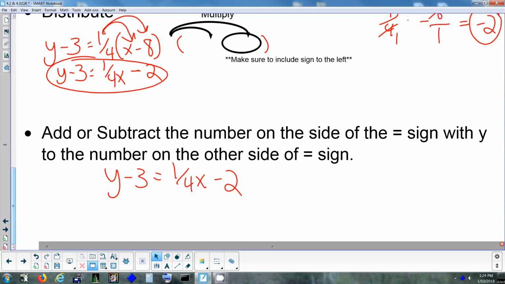So first things first. It says the number on the side of the equal sign with y. Let's first identify the number that's on that side of the equal sign with y. What number is on the same side of the equal sign with y? So we have to get it out of there. Careful, -3, right? So here's the number on the same side of the equal sign with y: -3.